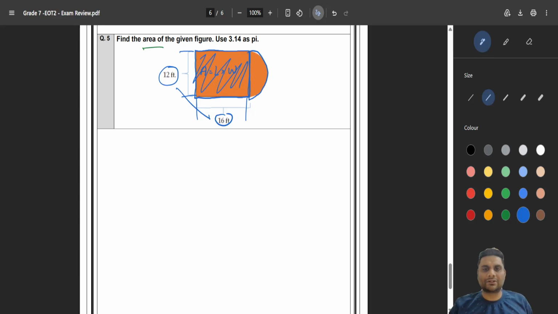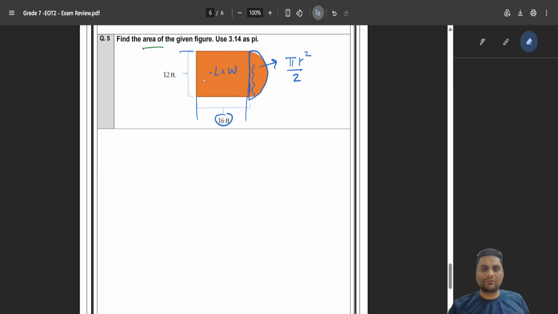The second shape is the semicircle, right? The half circle, semicircle. How do we find the area of the semicircle? You know that it is pi r square divided by 2. Yes, we need the r here. But you will say, Sir, no number is given here. How will I find the r? So check, the r is given. You just have to watch carefully.